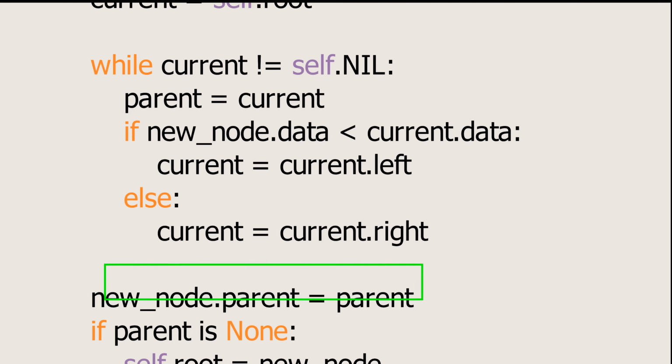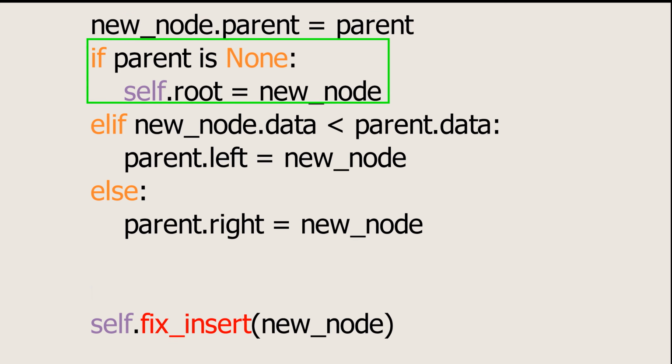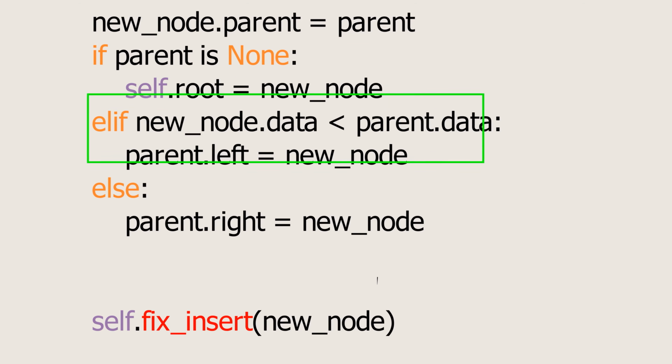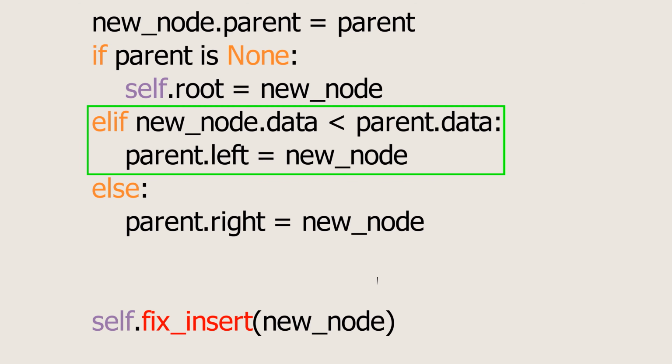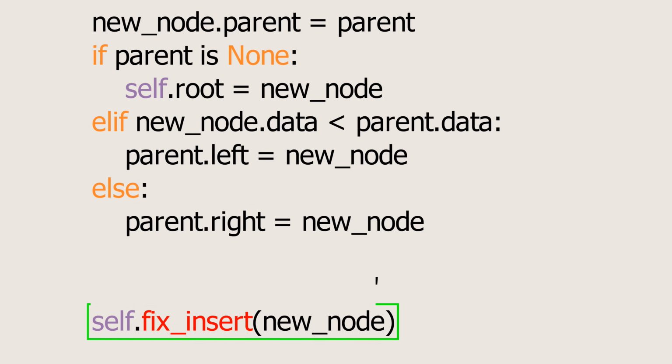Once the loop finishes, the new node's parent is set to the value of parent. If the parent is none, that means the tree was initially empty, so we set the new node as the root of the tree. Otherwise, we check if the new node's data is less than the parent's data. If it is, the new node becomes the left child of the parent. If not, it becomes the right child. Finally, we call the fixInsert method on the newly inserted node to correct any violations of the red-black tree properties.